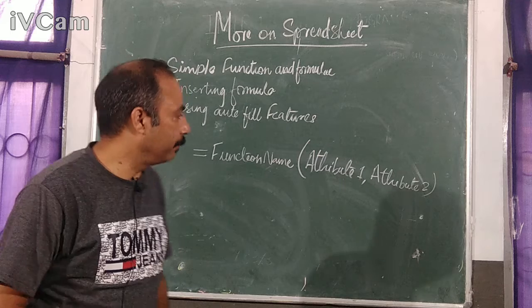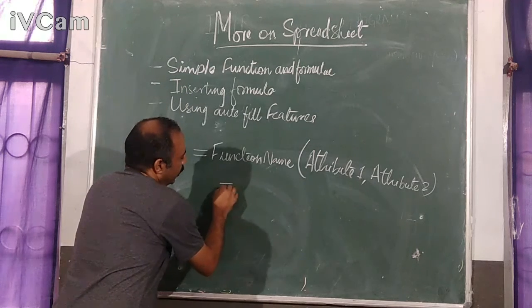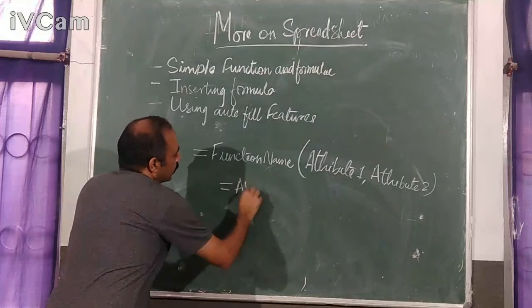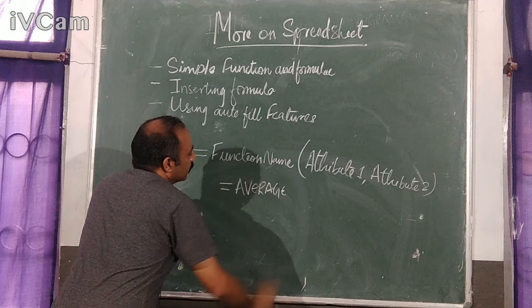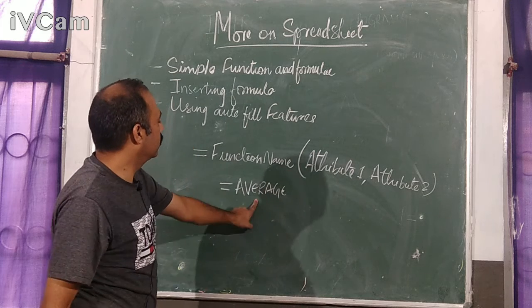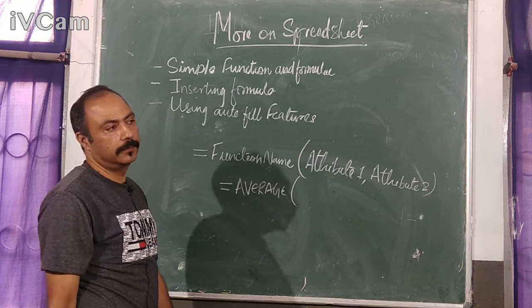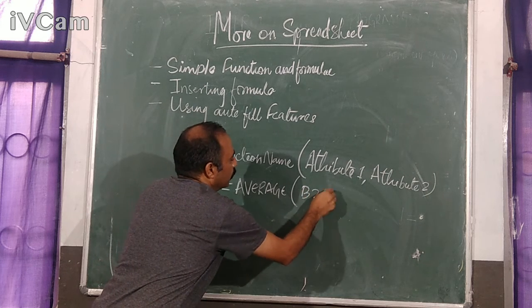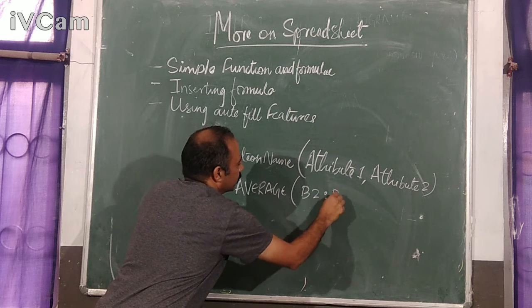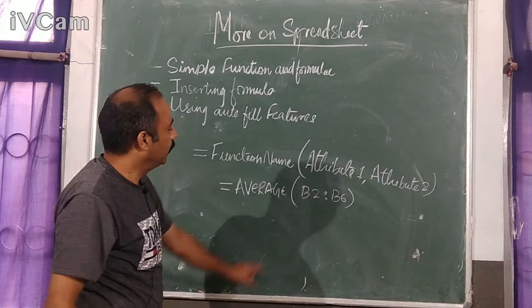Let us take the example of the average function. If I have to use the average function, I have to write equals to average. Then what do I have to do? This is the function name, and here I have to give the average of what? So the average of B2 to B6. This indicates the range, from cell to cell.